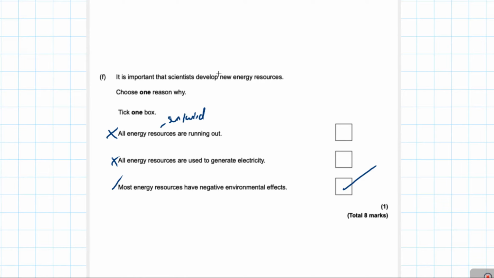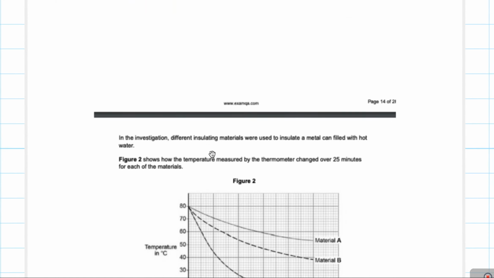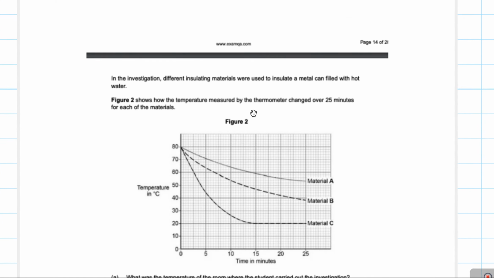Question 8 is split over a couple of pages. So a student investigates the properties of 3 insulating materials. So here we have hot water that's been placed inside a metal can. Temperature gauge is placed in, and then we insulate the can. The reason why we insulate is to stop the heat escaping. So in the investigation, different insulating materials are used to insulate a metal can filled with hot water. Figure 2 shows how the temperature measured by the thermometer changes over 25 minutes.